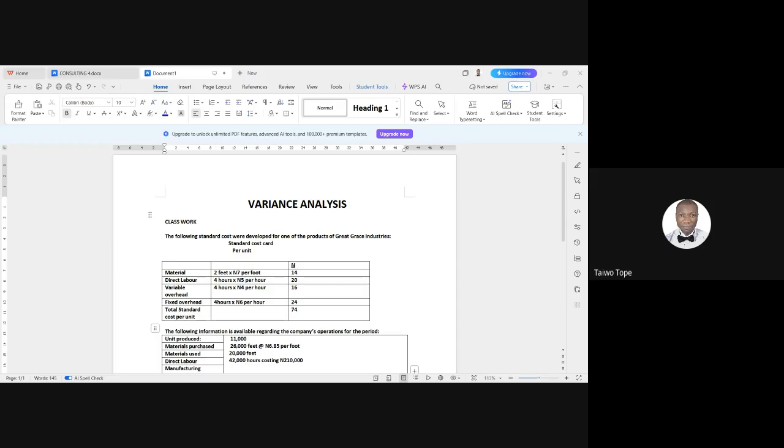Now, in terms of material usage variance, what are the possible causes of material usage variance? Bargaining power. Okay. Bargaining power.